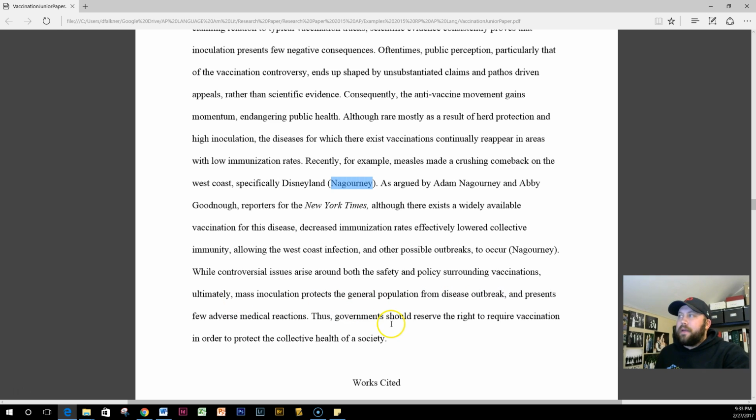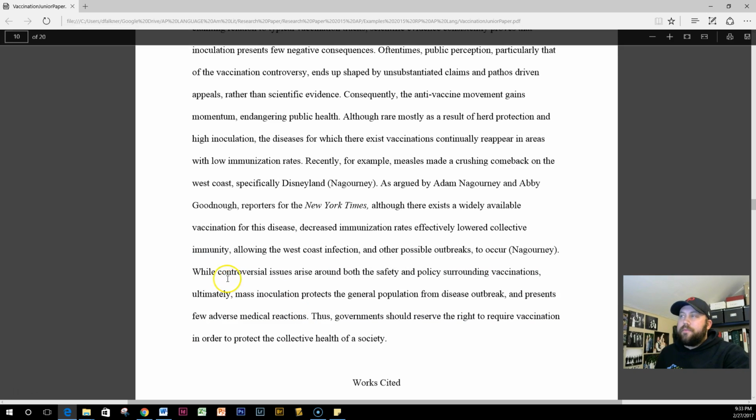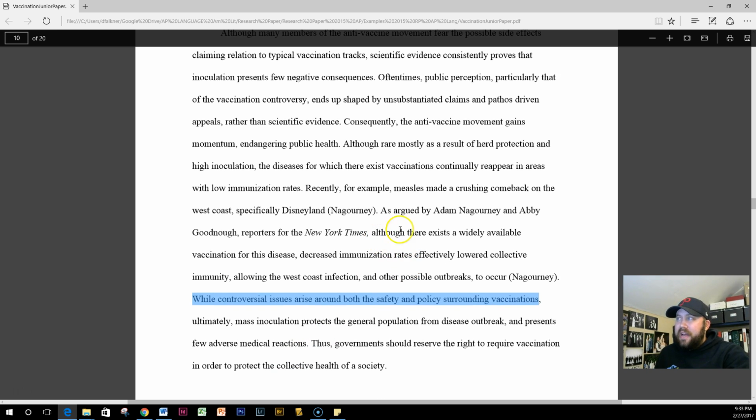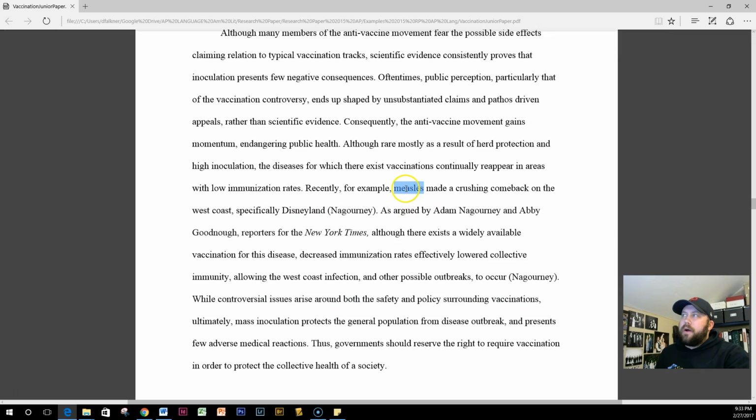population from disease outbreak and presents few adverse medical reactions. Thus, governments should reserve the right to require vaccination in order to protect the collective health of society. So again, it restates that ultimate point here, does a nice job of nodding, as always, to the counter argument and saying, I understand that's out there, but it's dysfunctional, and I don't agree with that point. And it's a really good use of connecting back here to the intro in a very subtle way by talking about how it's measles again.